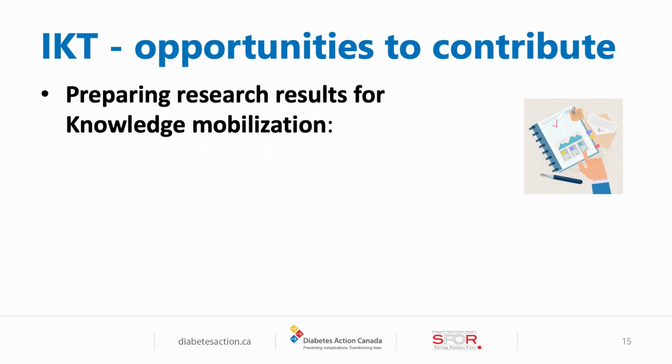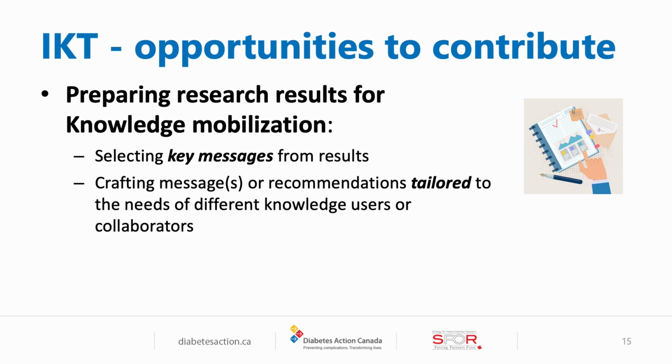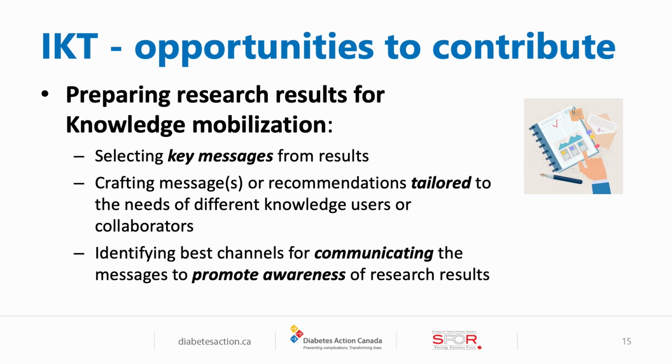Some examples of how the IKT team can prepare research results for knowledge mobilization include creating key messages from the results, crafting messages or recommendations in a way that is tailored to different knowledge users or collaborators, for example, using less technical language for patients and families, and identifying the best channels for communicating the messages to promote awareness of the research results. For example, through the networks, connections, affiliations, and organizations of the knowledge users and collaborators on the IKT team, or launching a social media campaign.